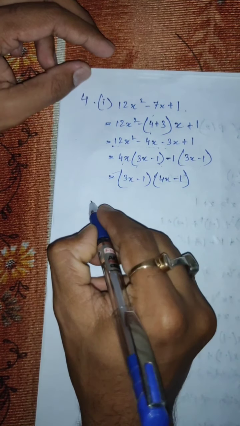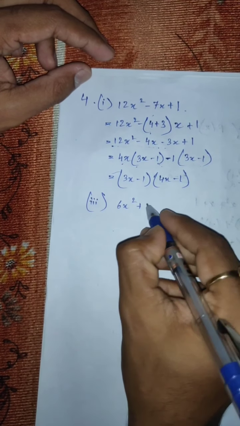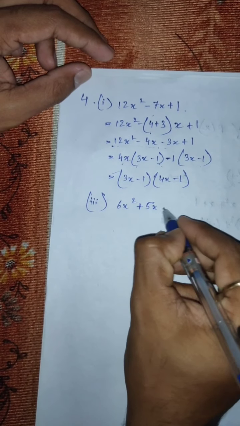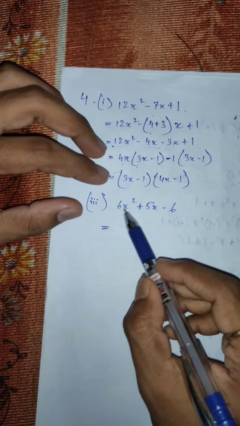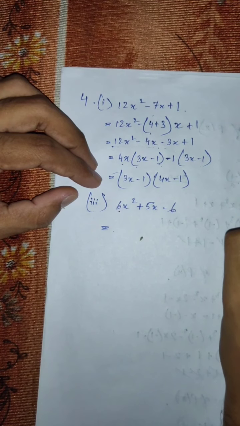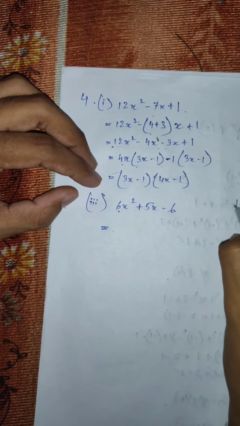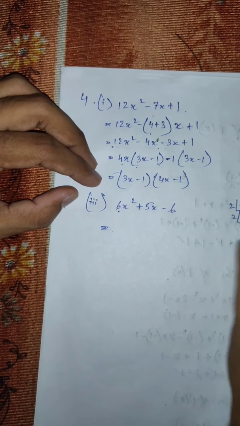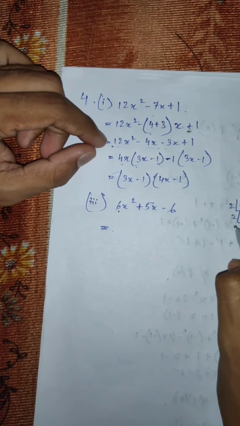I am showing you the number 3: 6x square plus 5x minus 6. Now first we shall multiply the coefficient of x square with the constant term. 6 into 6, 36. Okay. Now factorize it. Prime factor, we are doing the prime factorization.